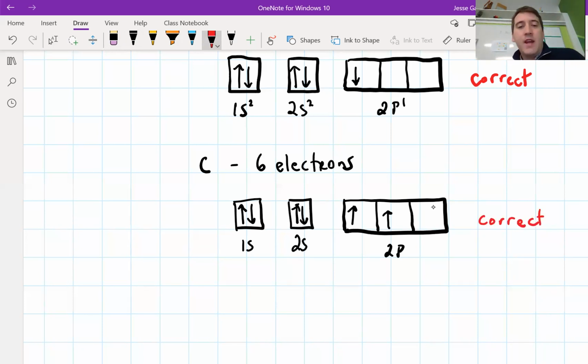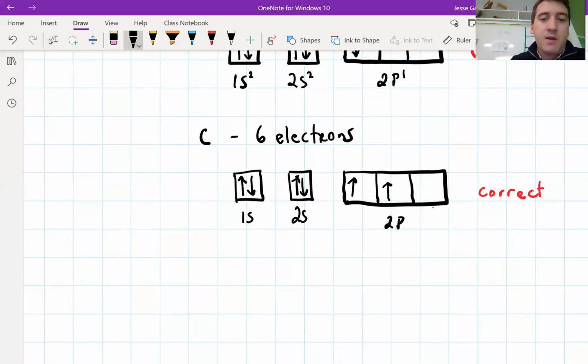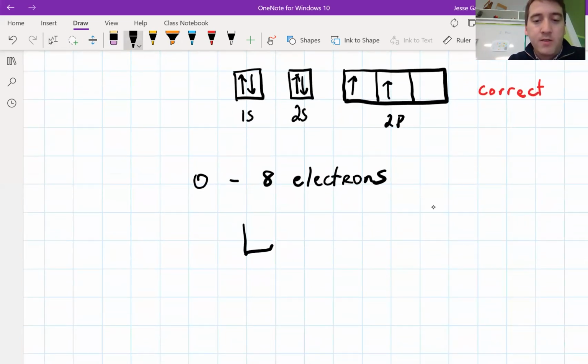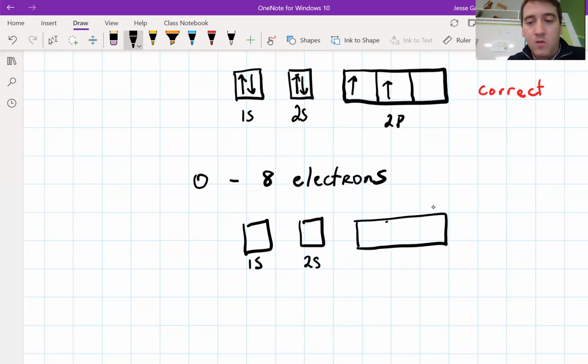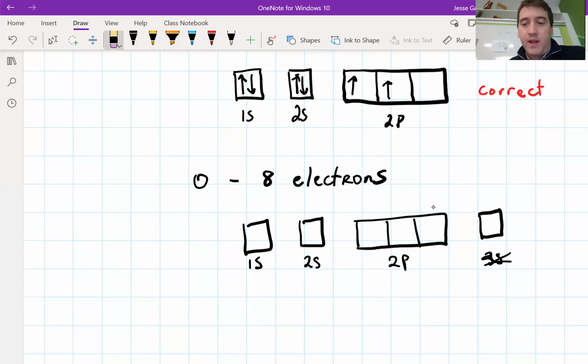Okay, so what if I have an element with 8 electrons? Say we had oxygen, 8 electrons. Well then we're going to go ahead and draw the spin diagram again. So here is the 1s, here is the 2s, here is the 2p, 1, 2, 3, and then we've got the 3s. Actually, I don't think I'm going to need the 3s. Sorry, I don't need the 3s here because I don't have enough electrons. I've only got 8.